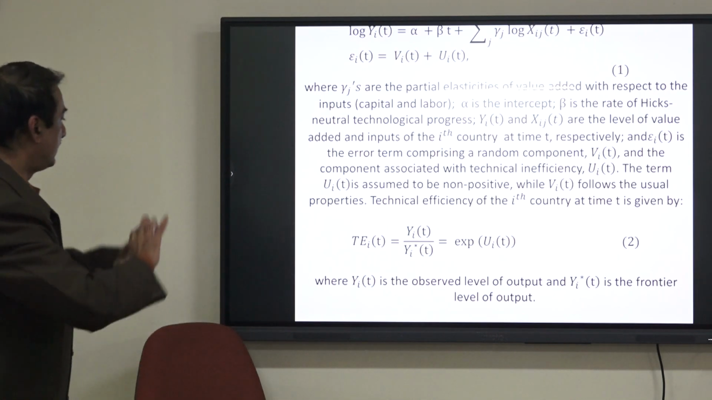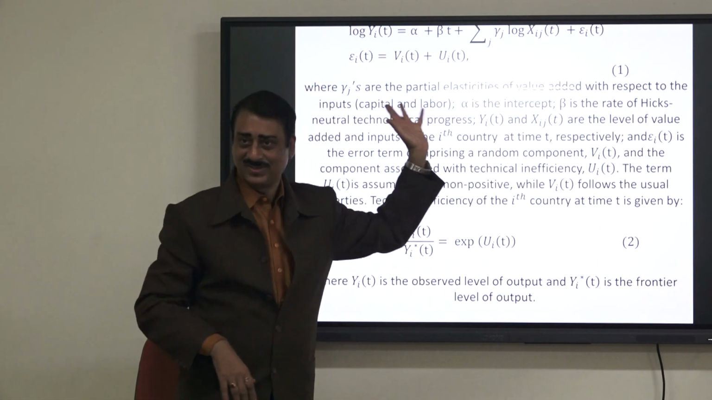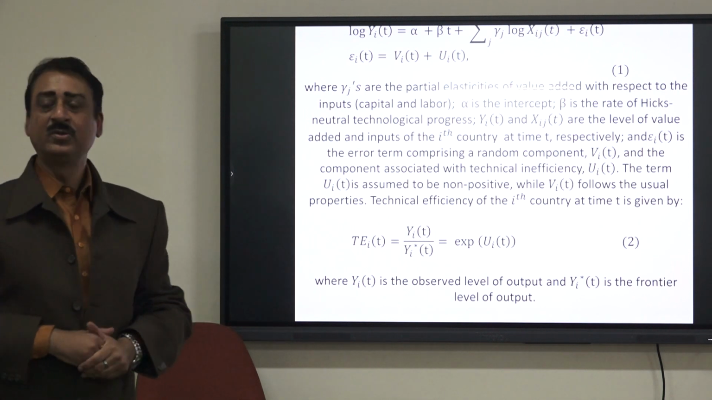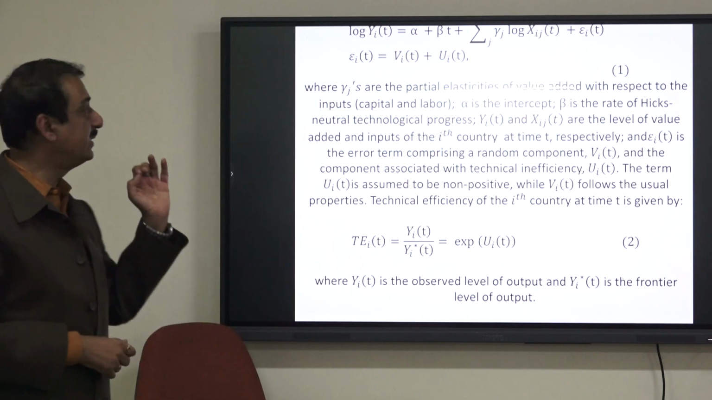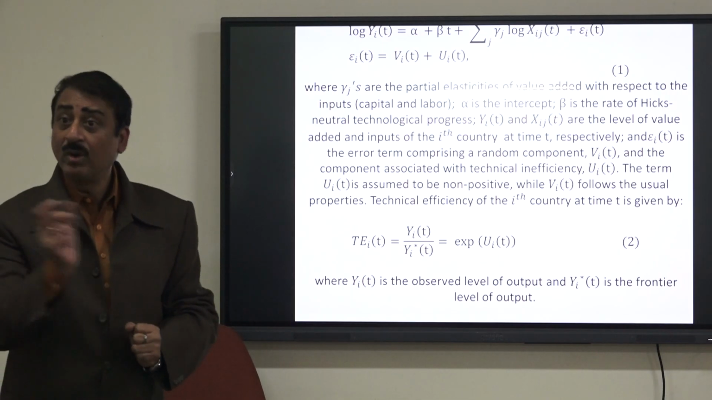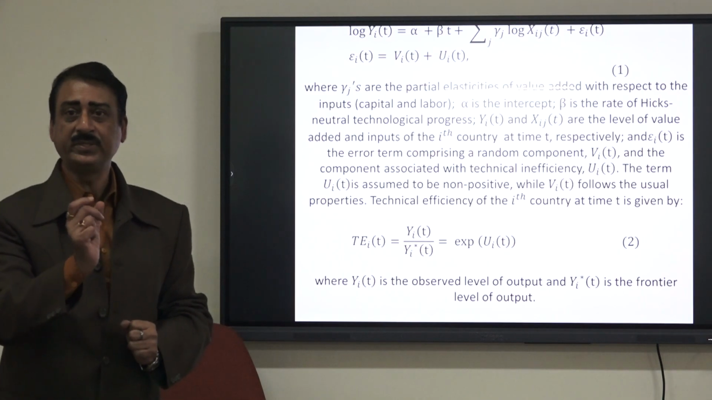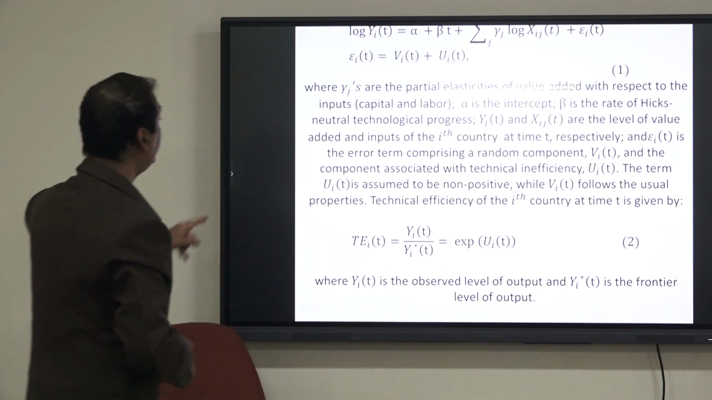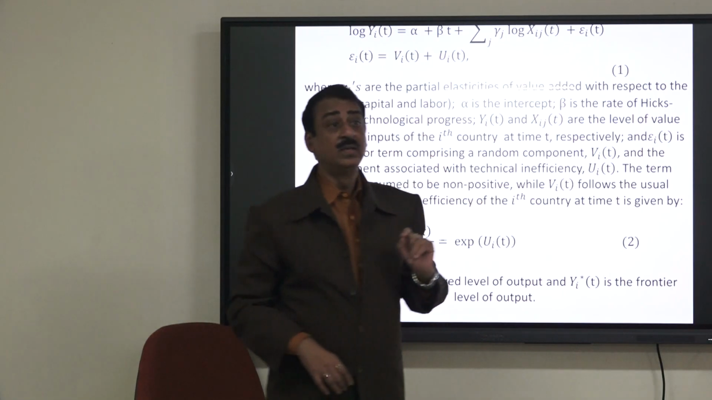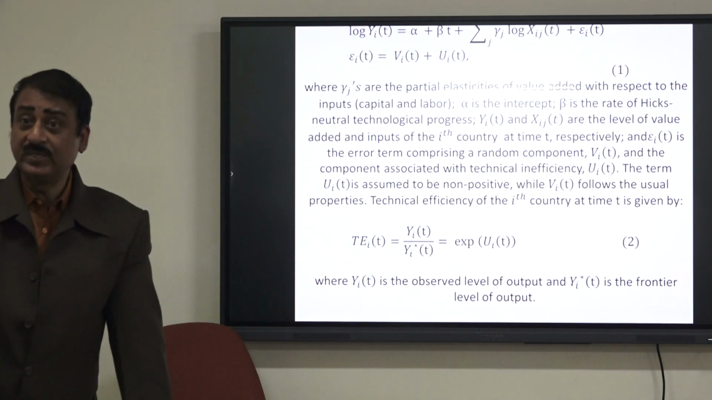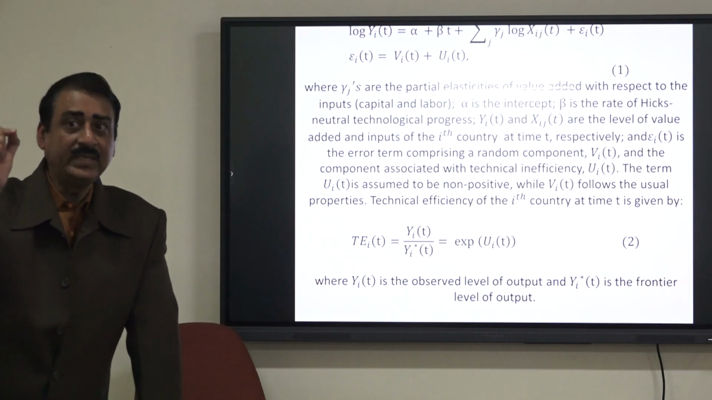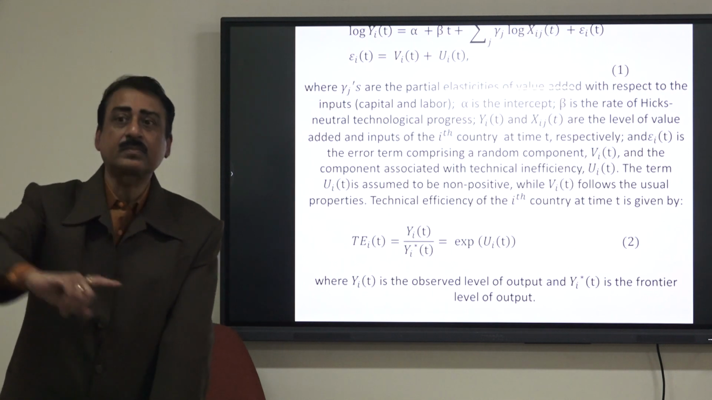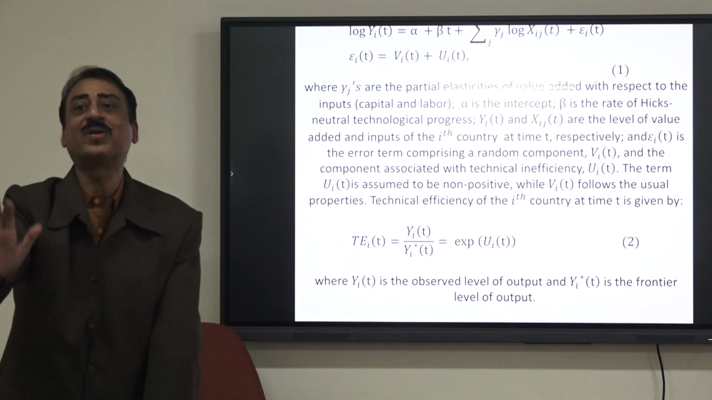So this is considered to be, though it is a little difficult, the most appropriate one as far as your estimation of total factor productivity growth is concerned. And the interesting point here is that you are able to decompose the total factor productivity growth in terms of technological progress and change in technical efficiency. The coefficient of t in this equation, when you have done your regression based on 1000 observations, will give you the technological progress.